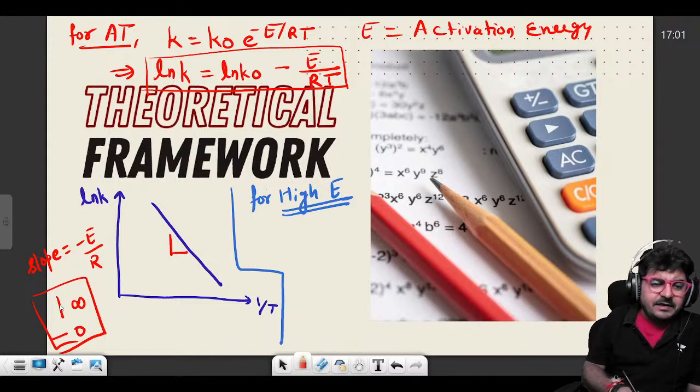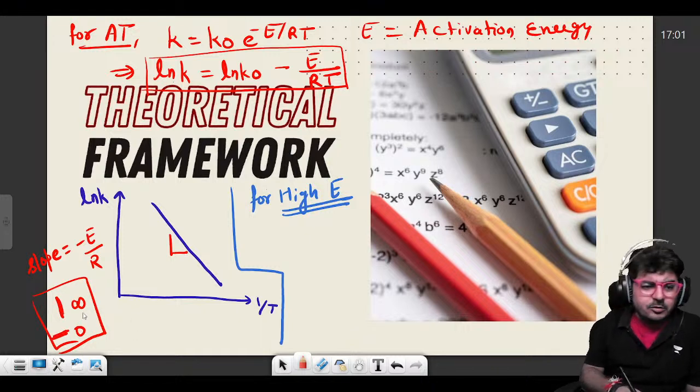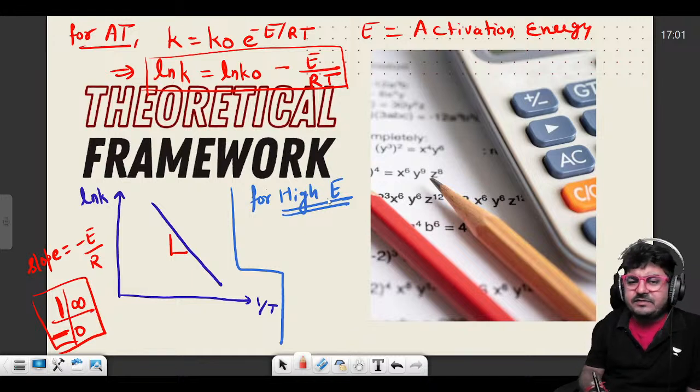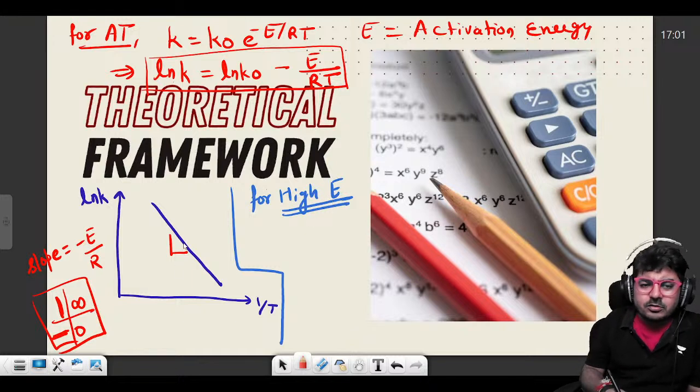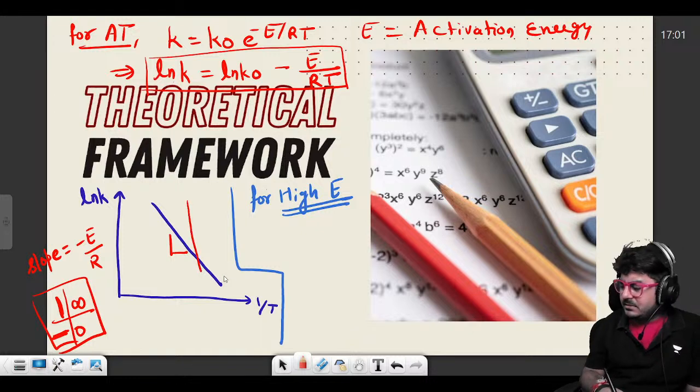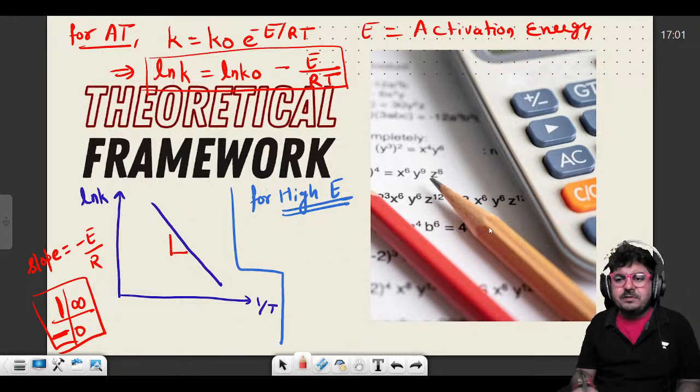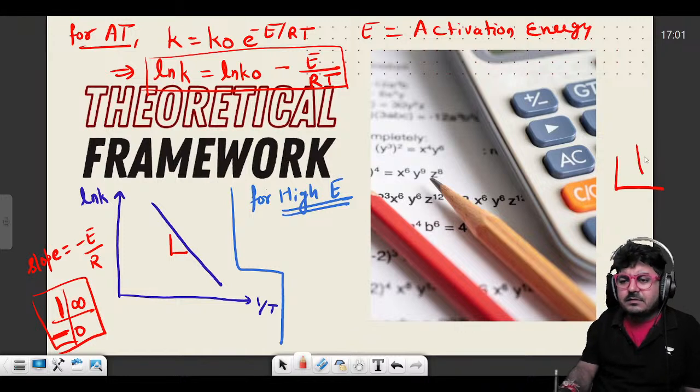Slope of vertical line is infinite and slope of horizontal line is zero. I hope you guys know. So as activation energy is high for any chemical reaction, suppose, this curve will be more steeper. And if the curve is more steeper, you guys can see for high activation energy.